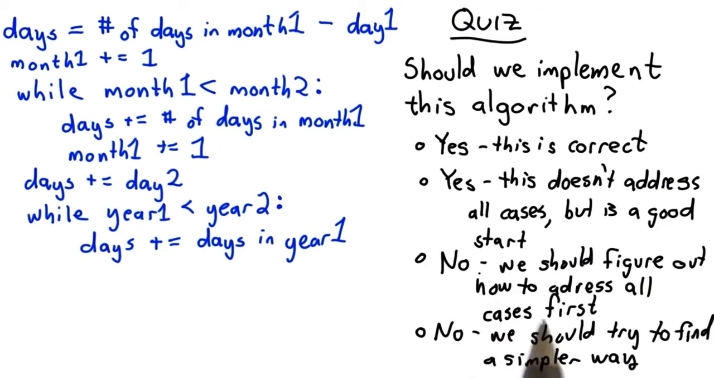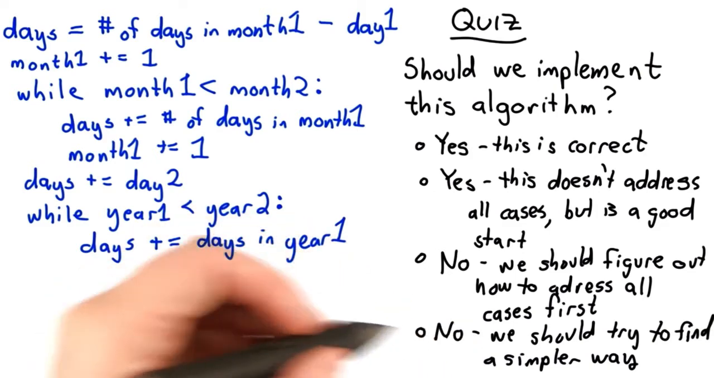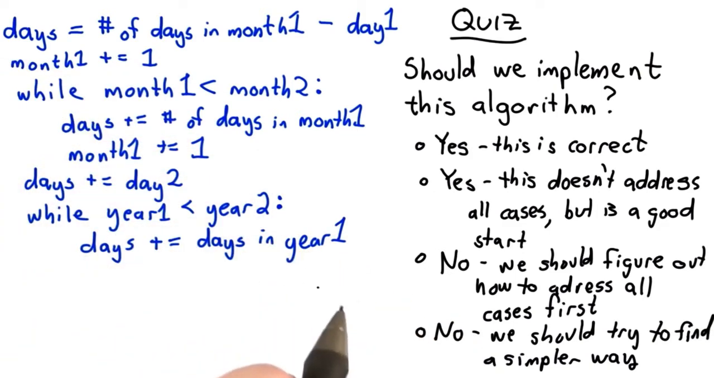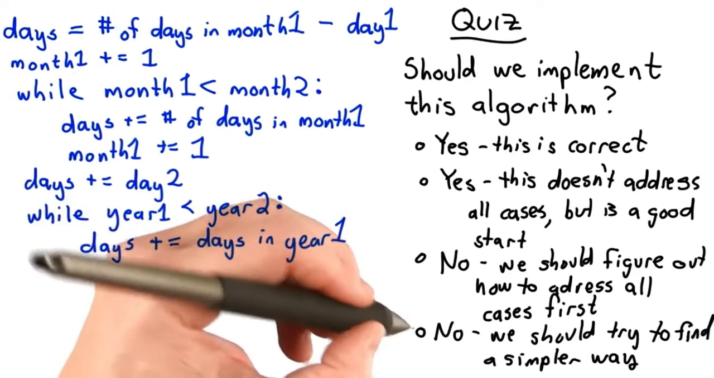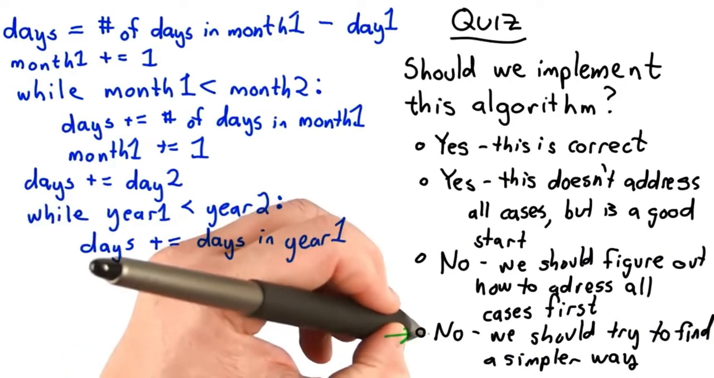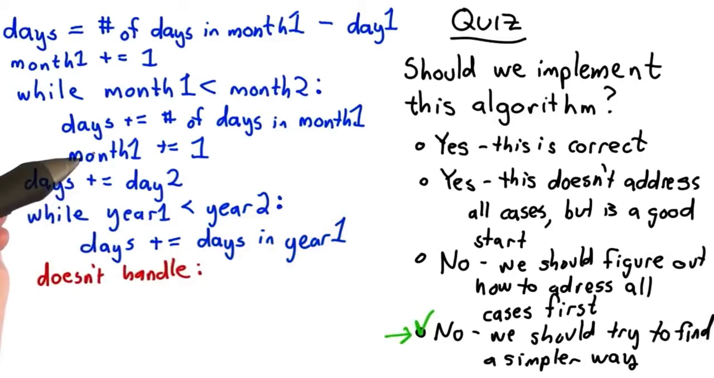The third choice is no, that we should figure out how to address all the cases first and make sure that we have correct pseudocode before we try writing any actual Python code. And finally, no, we should give up on this direction and try to find a simpler way to solve this problem. I'm going to argue that the best answer to this is no. This code is already fairly complex. It's got 2 loops in it, lots of statements, and it doesn't handle lots of cases.